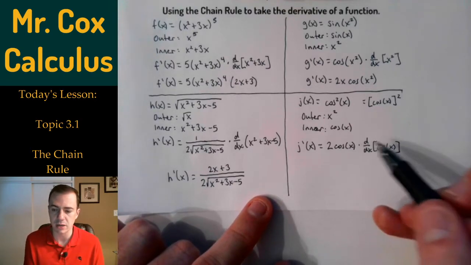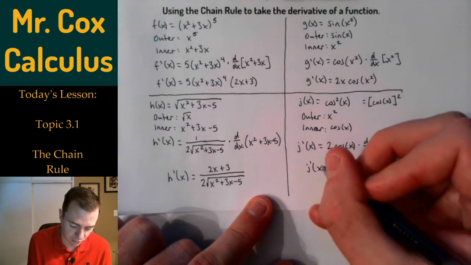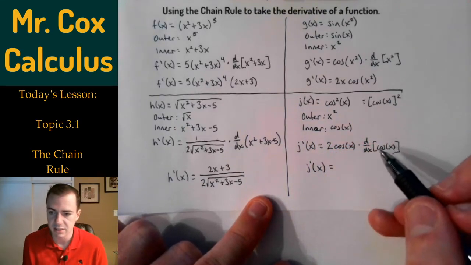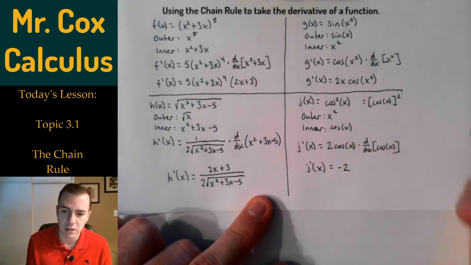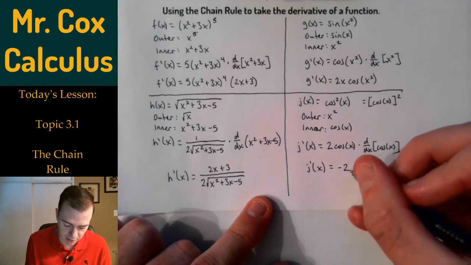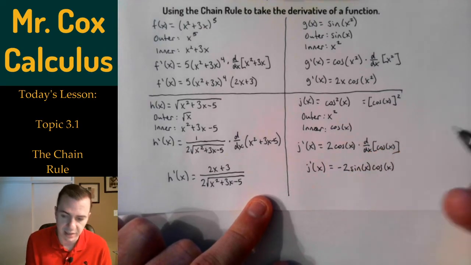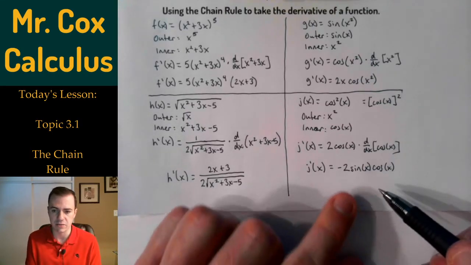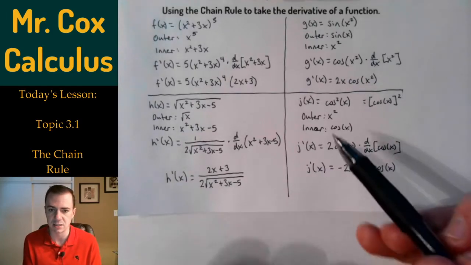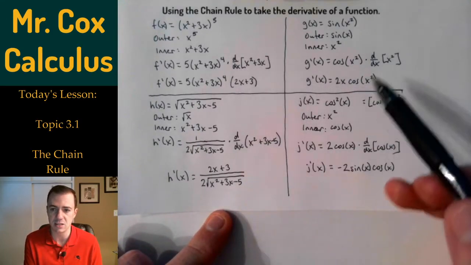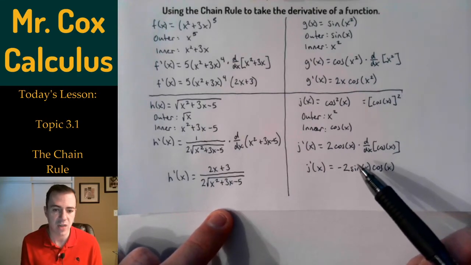And so if you can kind of visualize that, I can rewrite that and get my answer here for j prime of x. Again, this is negative sine of x, so the negative will come out in front of the 2. Negative 2, and then I just write the sine of x, cosine of x, and hopefully you can see where each of those pieces come from. But that's what j prime of x is. And so in each of these cases, you can see the chain rule step was the action of taking the derivative of that inner function.